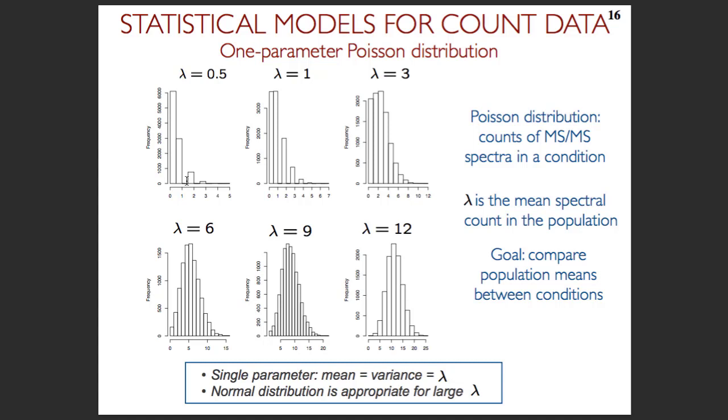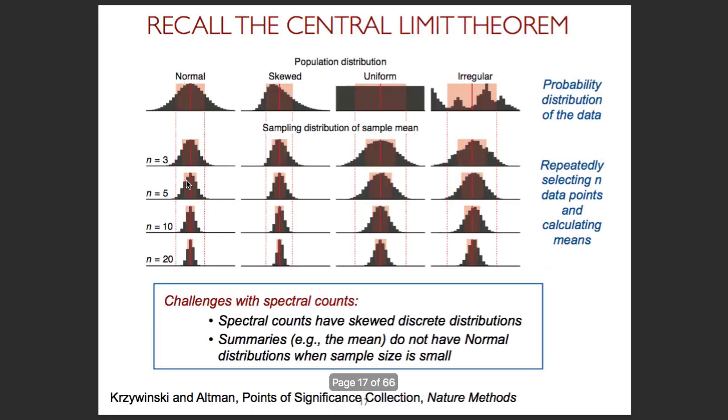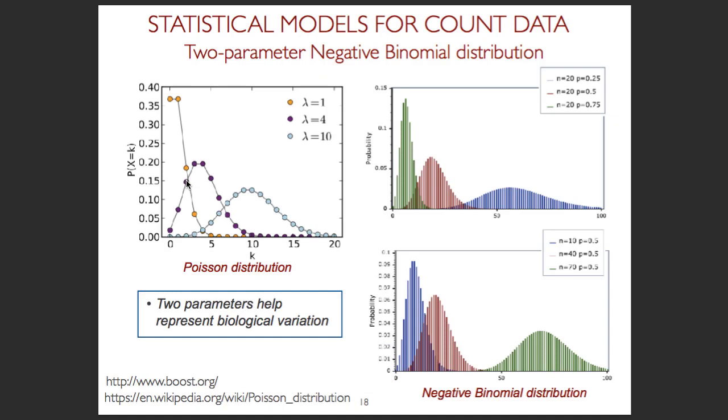Okay, a better approach is to actually work with distributions which reflect the properties of the data as they are, right? So counts, skewed, positive values, discrete, and so on. Poisson distribution is limited because it has only one parameter. A better way of working with count data is to use a negative binomial distribution, which essentially is a more general distribution than a Poisson distribution because it has two parameters.